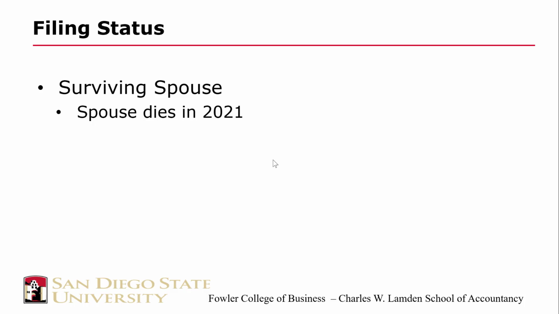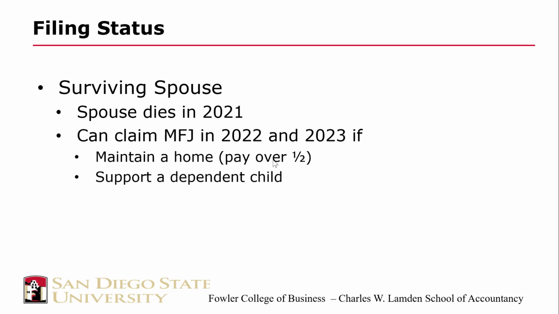Surviving spouse is different than when your spouse dies during the year. So let's assume your spouse died last year, in 2021. You can continue to claim married filing joint as a surviving spouse for 2 years after the date of death. Because remember, you can do married filing joint in the year of death regardless. But even if you remain single and do not remarry, you can continue to claim married filing joint for 2 more years. So in our case, that would be 2022 and 2023, but only if you maintain a home that you pay over 1/2 of the cost of, and you're supporting a dependent child. That's not a qualifying child. That is actually a child.